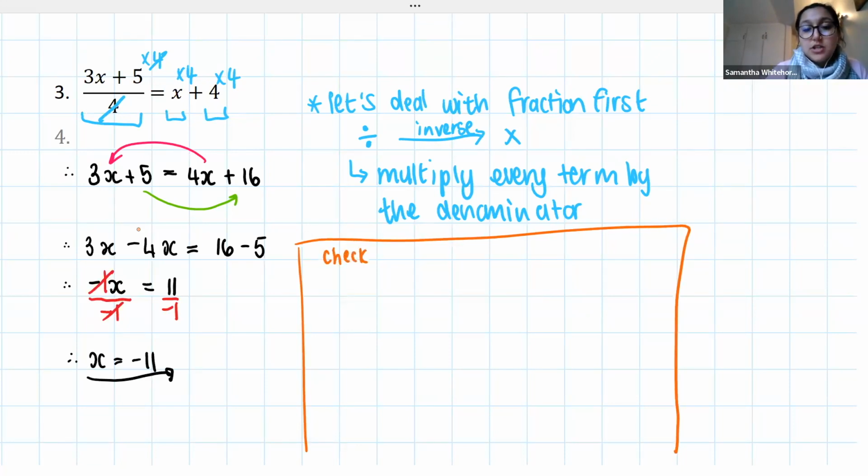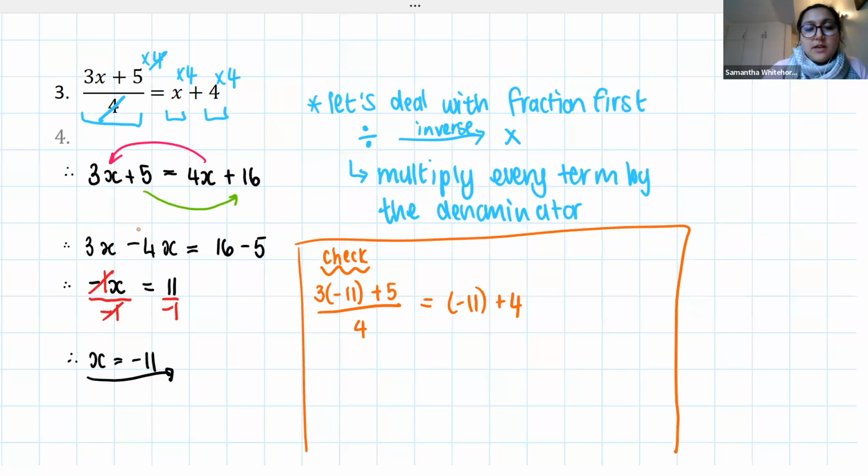Now, I wouldn't write this check down. Like I said, I would do it on a scrap piece of paper, on your calculator. But let's just make sure. So we're going to use substitution. We're going to substitute in the -11 in place of the x in our equation. Oops, that's 4. Let's try that again. And we are going to double check the left-hand side is equal to the right-hand side.